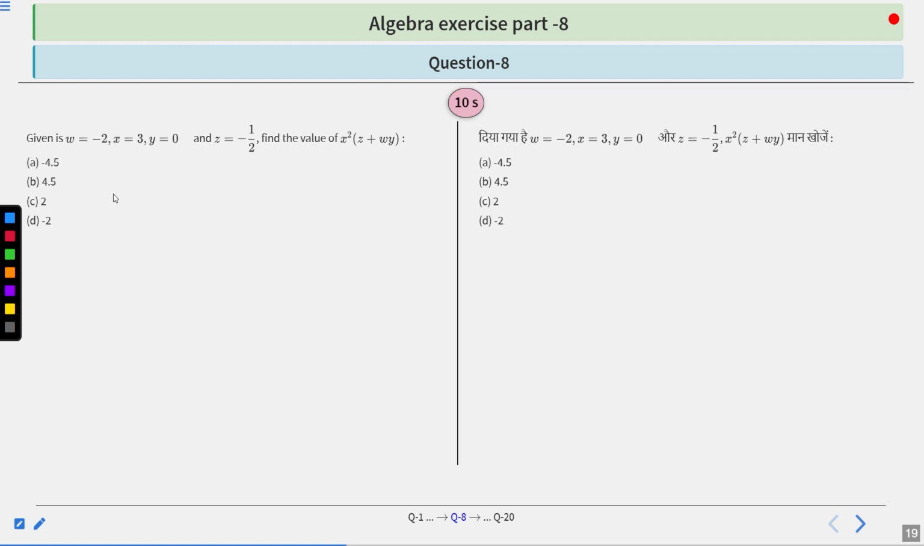Next is, if w is equal to minus 2, x is equal to 3, y is equal to 0, and z is equal to minus 1 upon 2, find the value of x square into z plus wy. And the options are option A minus 4.5, option B 4.5, option C 2, and option D minus 2. These are the options.